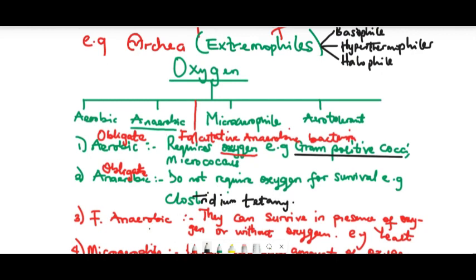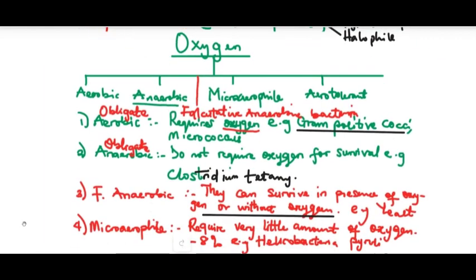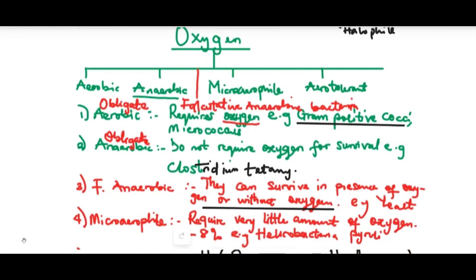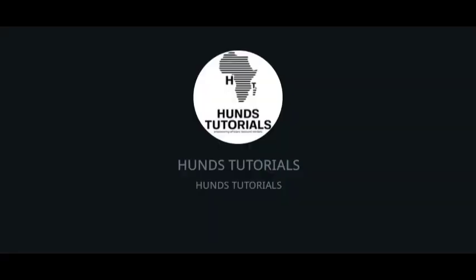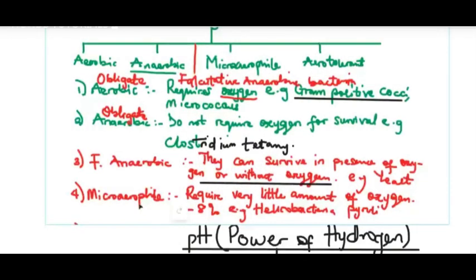Then we have facultative anaerobic bacteria. They can survive in the presence of oxygen or without oxygen. Does that make sense? All right, the next example of facultative is your yeast. Then we have the microaerophiles. They require a little amount of oxygen, right? An example is your Helicobacter pylori, the one usually found in the stomach, right?